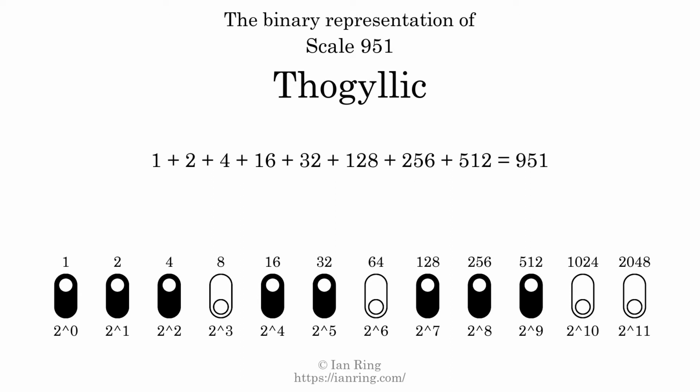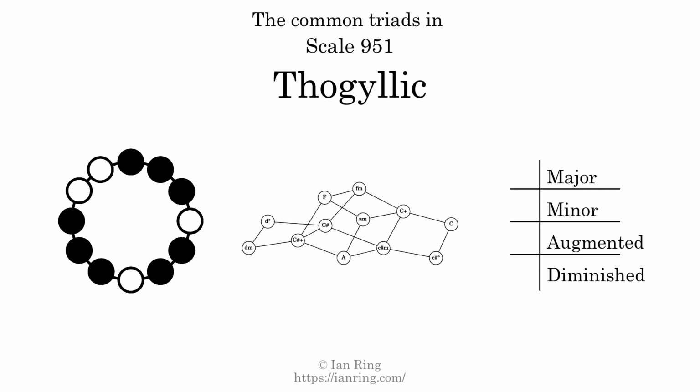The scale number not only enumerates the scale with a unique index, but it also literally describes the tonal content of the scale. Represented as a binary number in base 2, the scale number is 001110110111. Here are the common triads present in this scale.